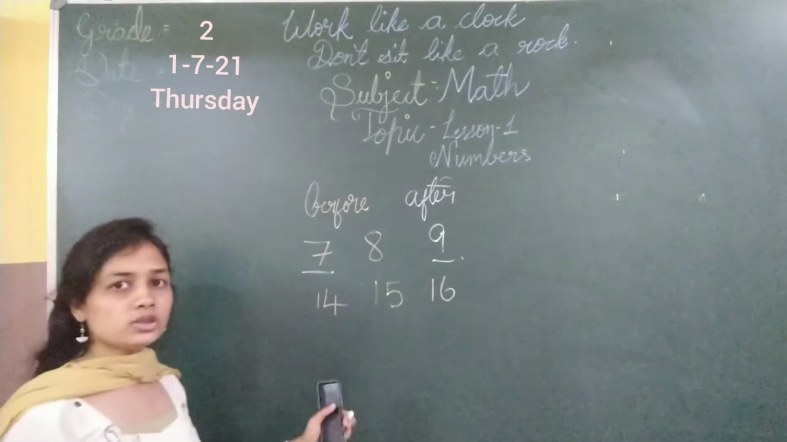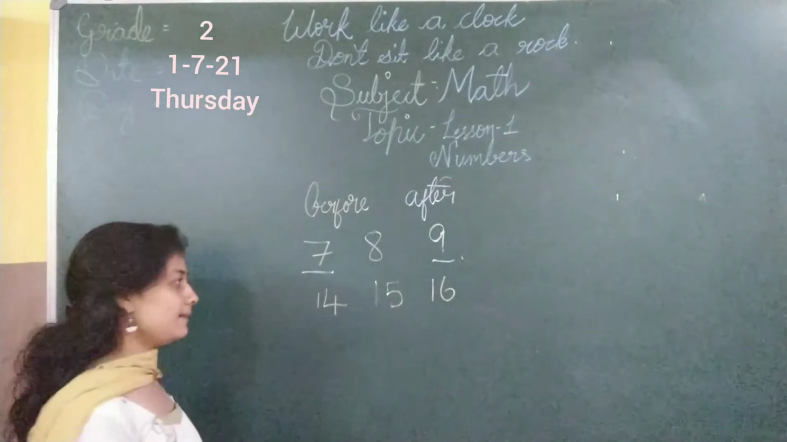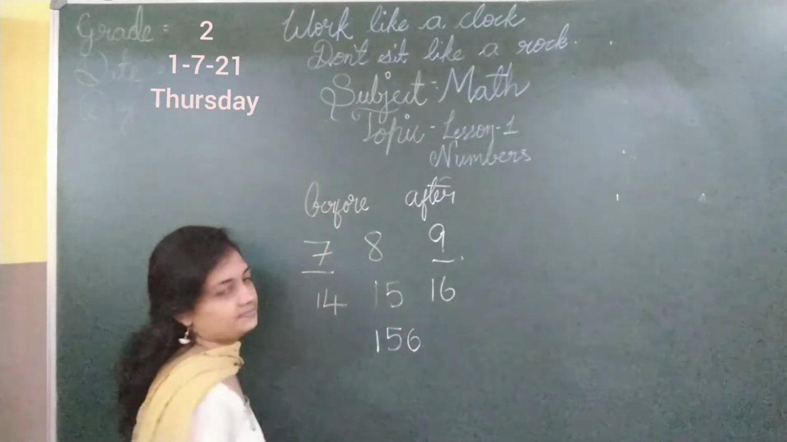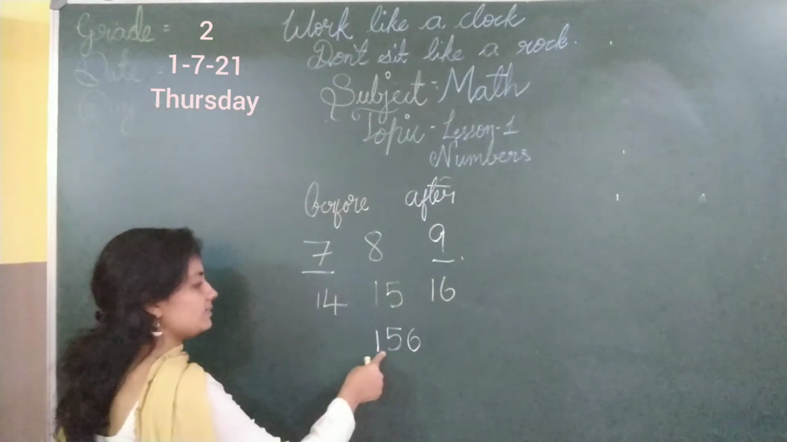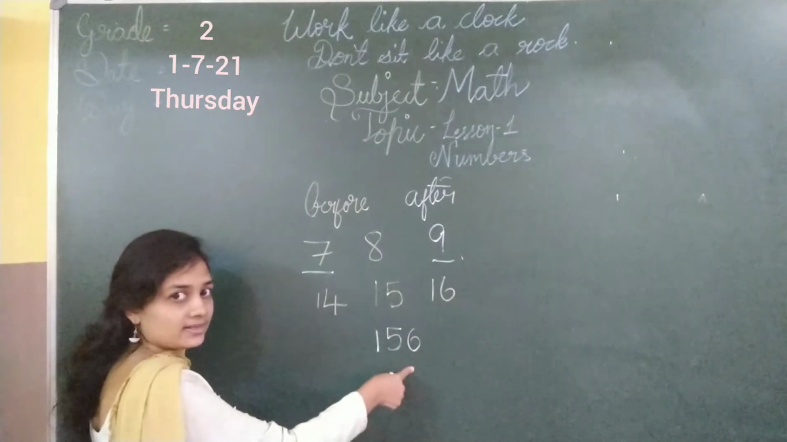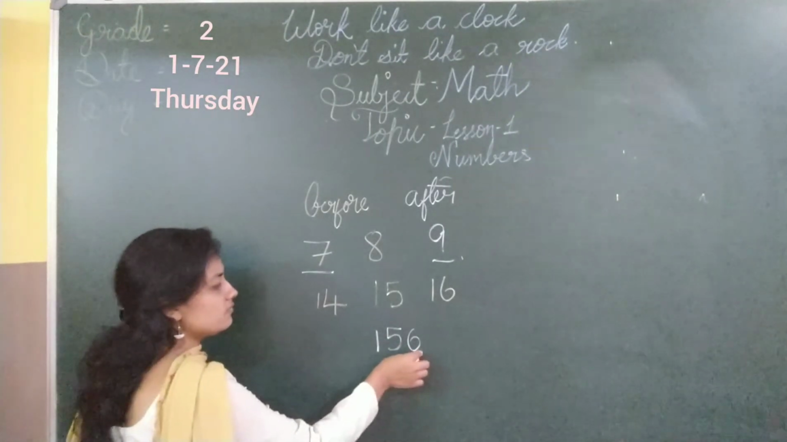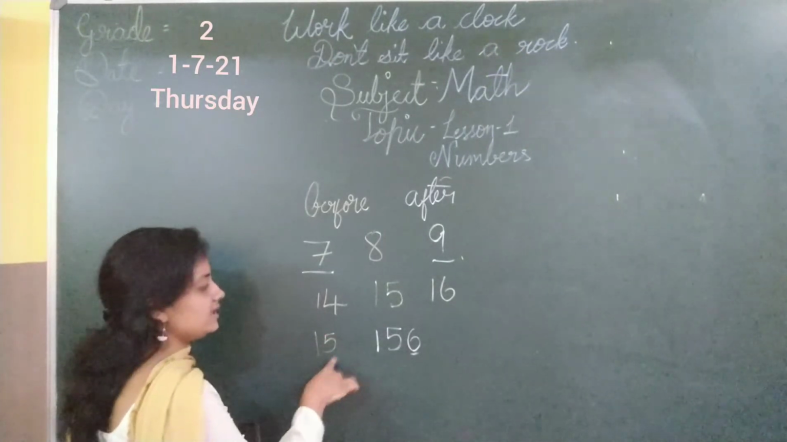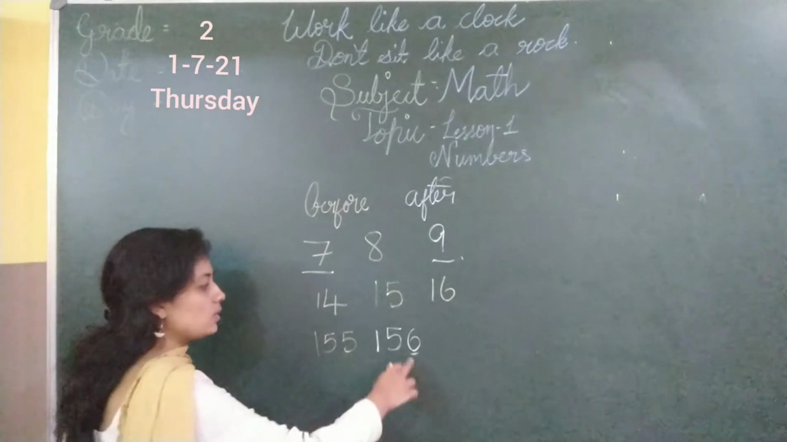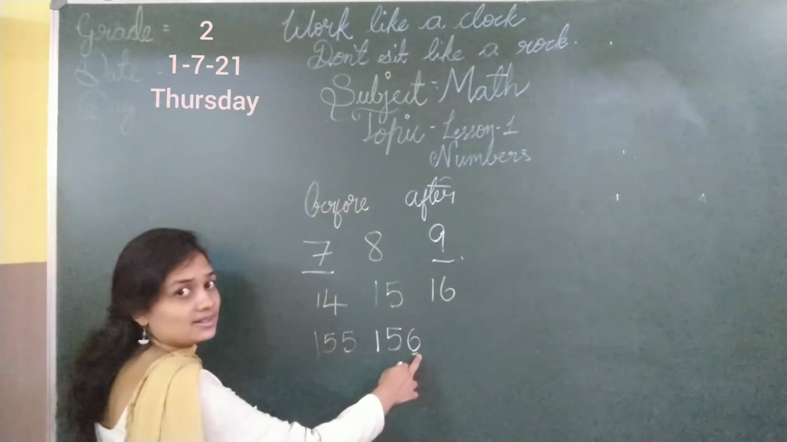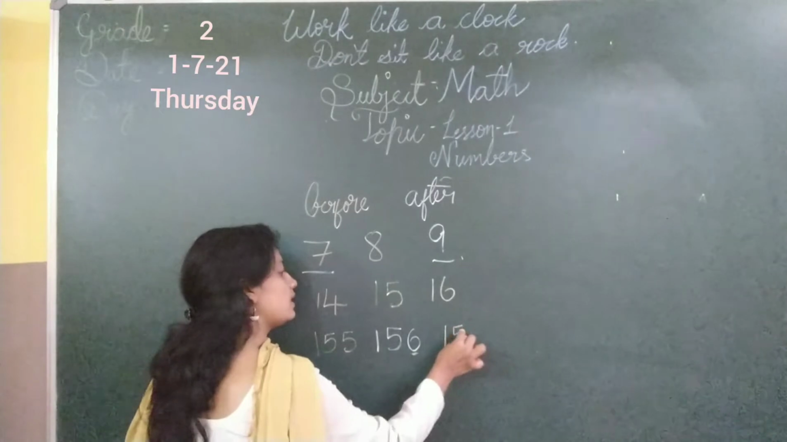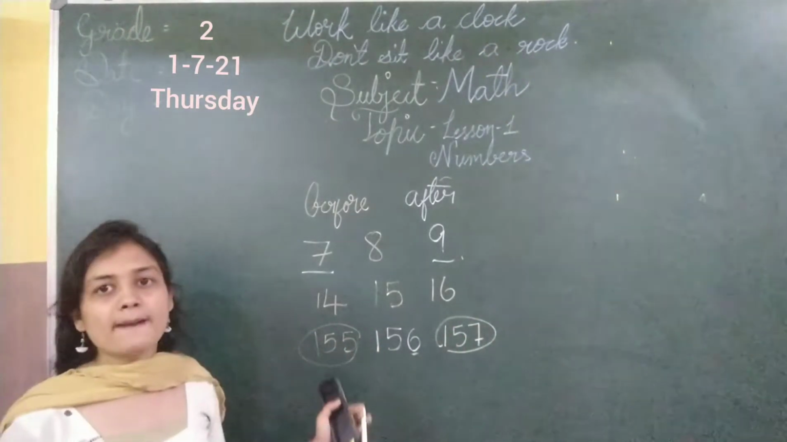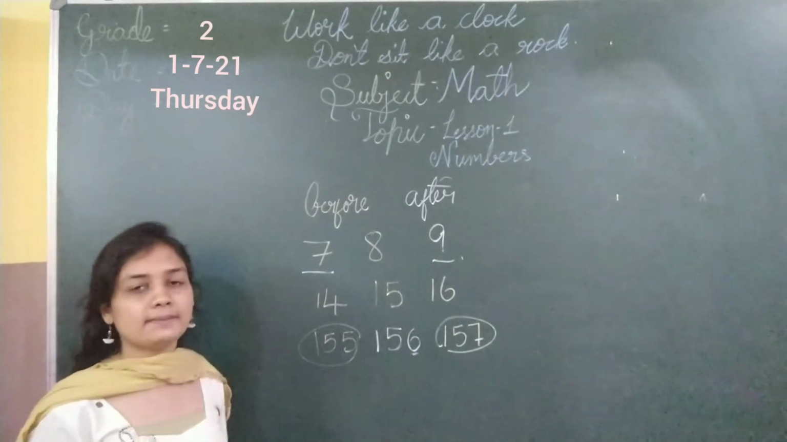Similarly, if I give you 3-digit numbers, for example 156, what comes before 156? If you get confused, just see before 6, what do you get? It's 5. So you write 155. Next, what comes after 156? That is after 6, 7. So that is 157. So this is before and after numbers.